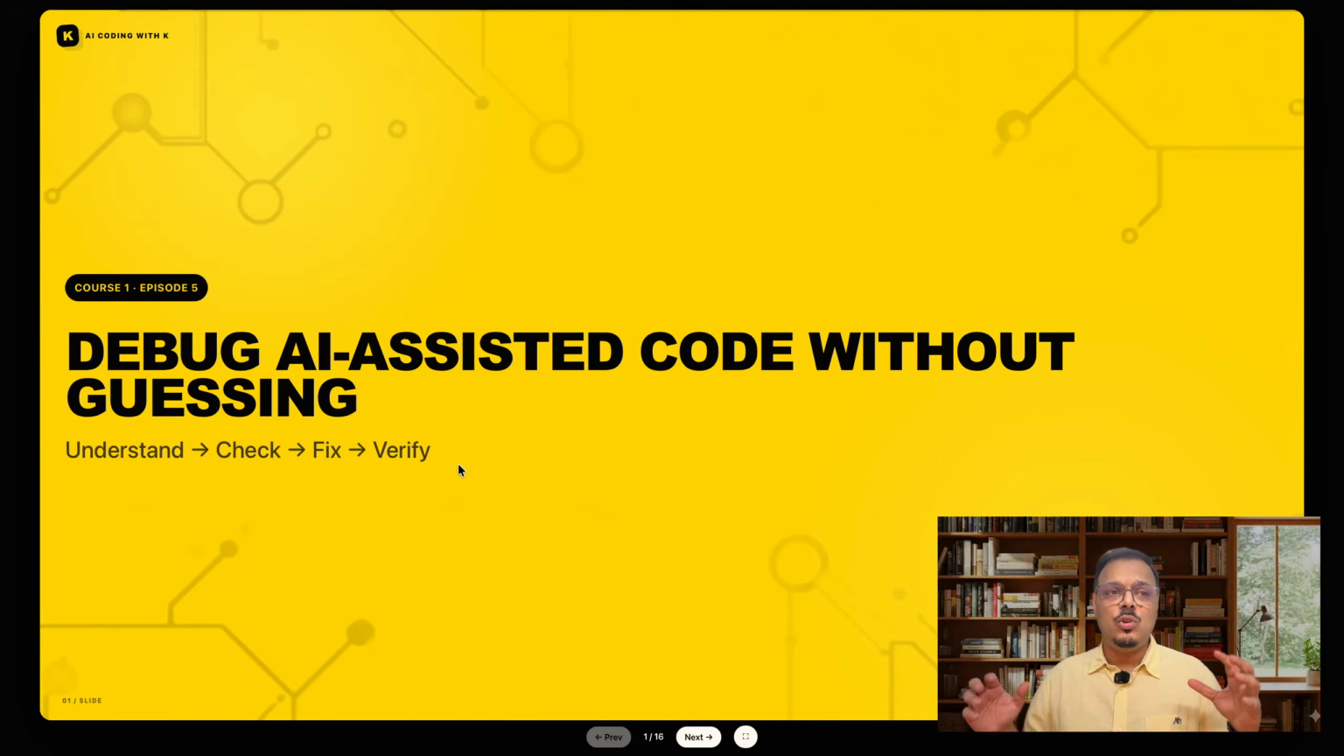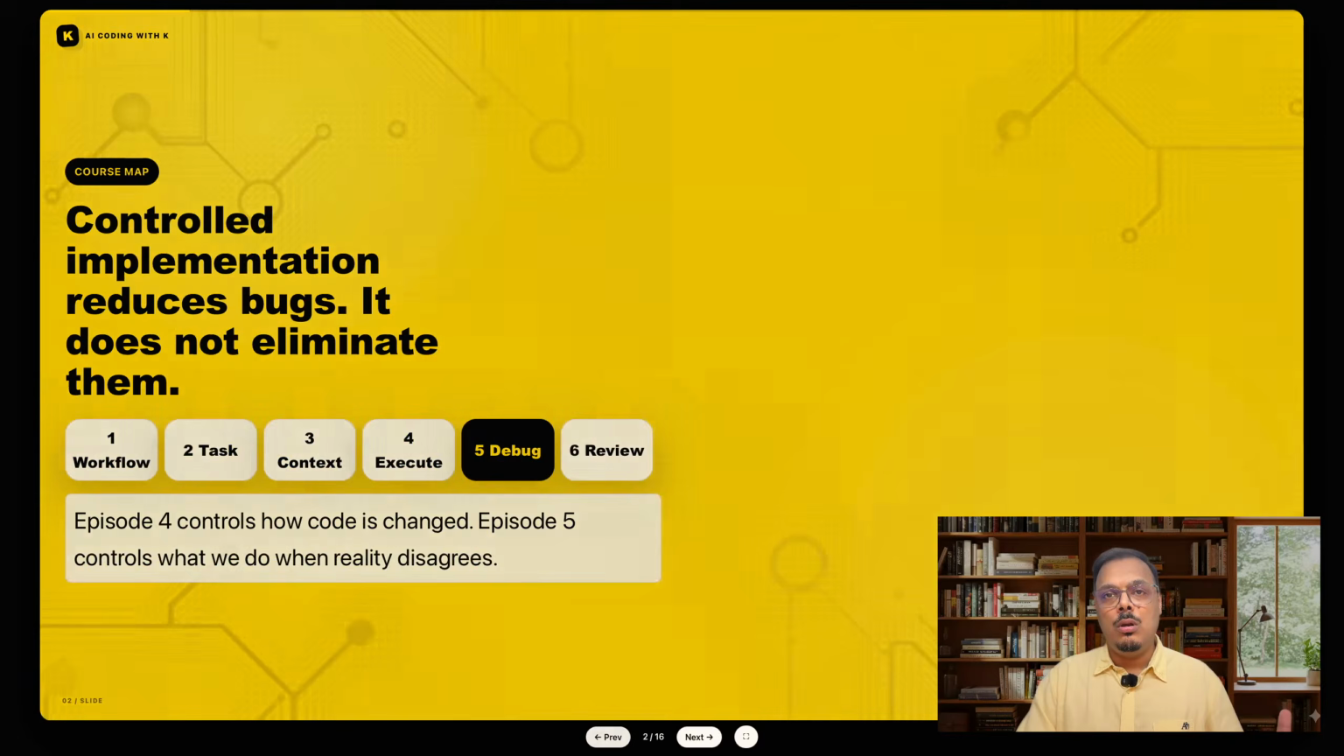Cool. So this is episode 5 in our course, and in this episode we will be talking about how you debug your code base with the assistance of AI. In the previous episode we talked about how you control the implementation that the AI is doing using a phased implementation plan which has a tracker inside it. And in this episode, the implementation is done, the feature is built, but is it working properly? Is everything working fine?